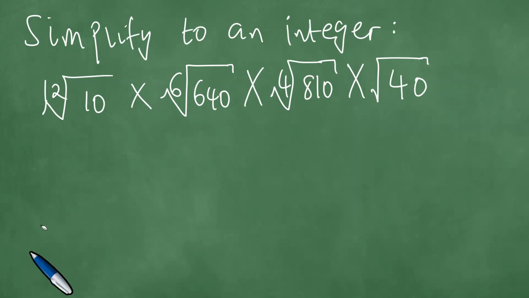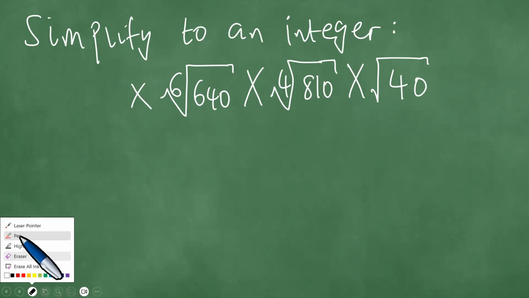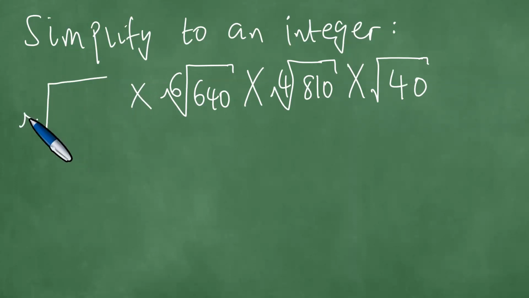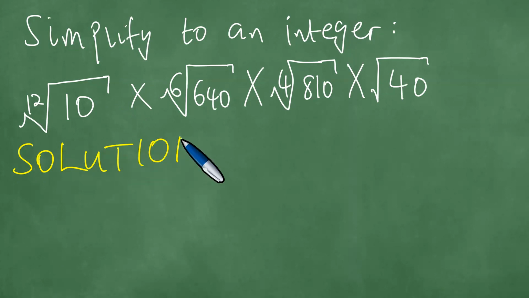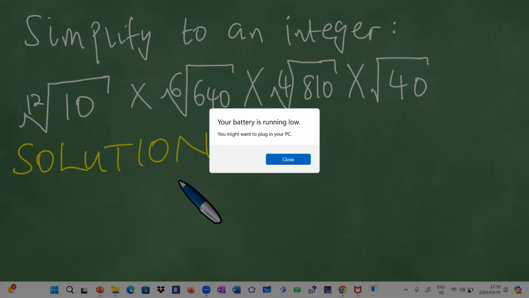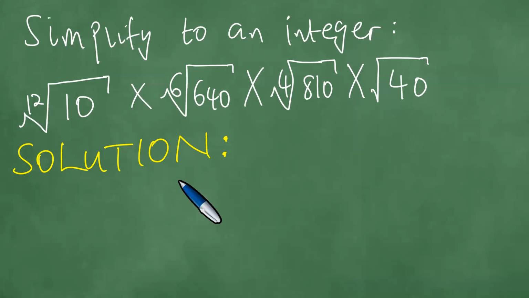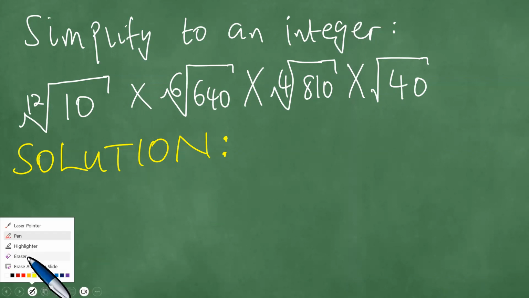Okay, so this is the 12th root of 10. So we're looking for this solution here. Right, so we continue. Right, so you need to simplify to an integer. Let me know when you're done, please.